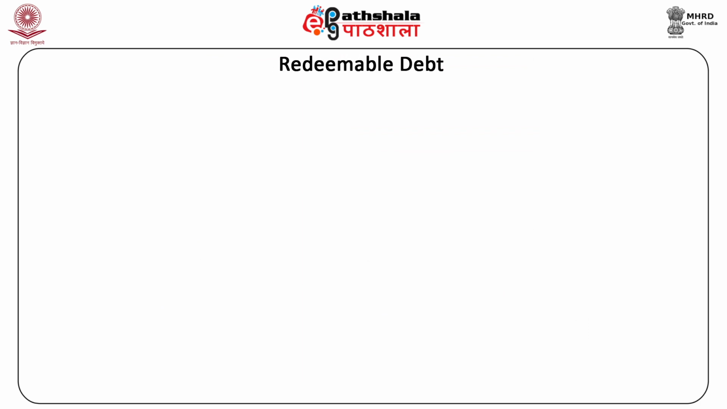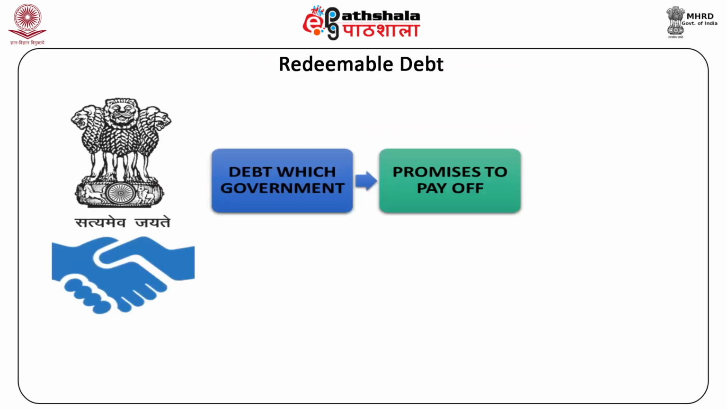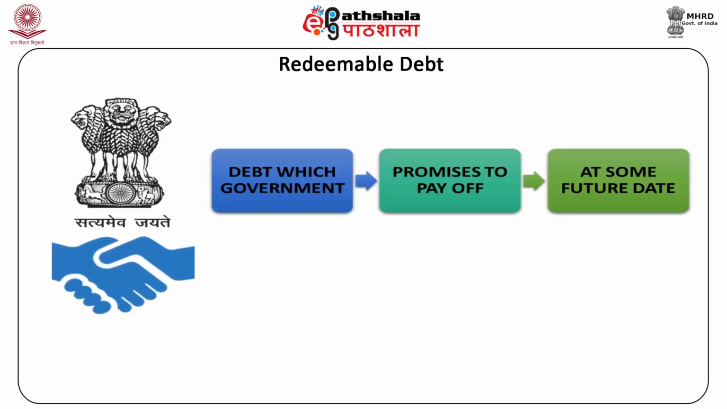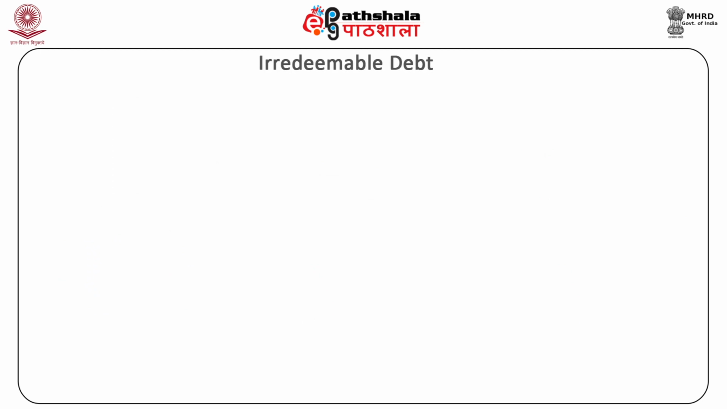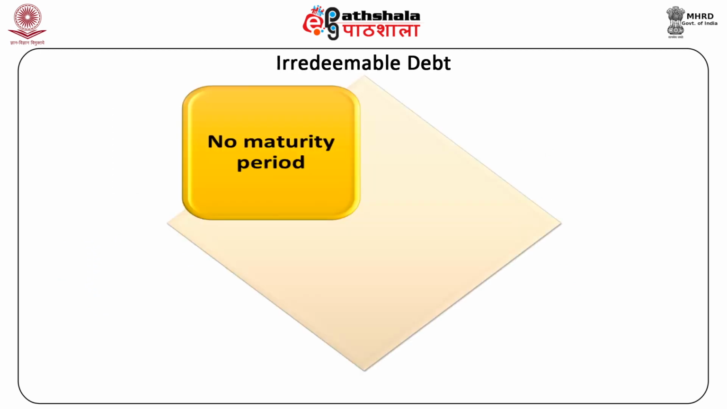Redeemable debt. The debt which the government promises to pay off at some future date is called redeemable debt. Most of the debt is redeemable in nature. There is a certain maturity period of the debt. Irredeemable debt. Such a debt has no maturity period.